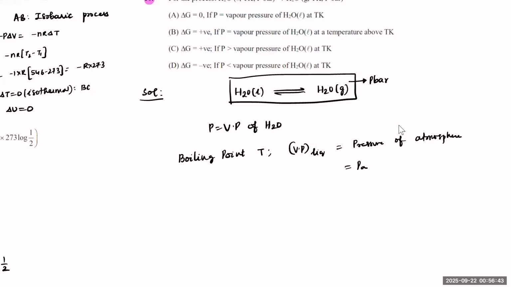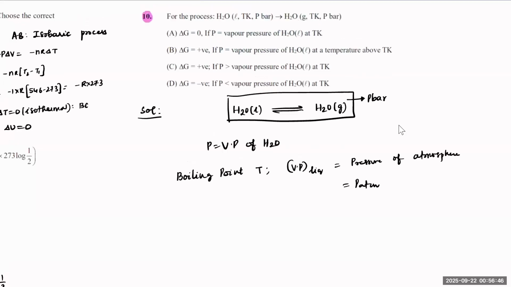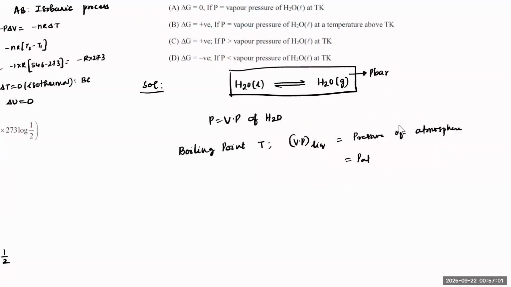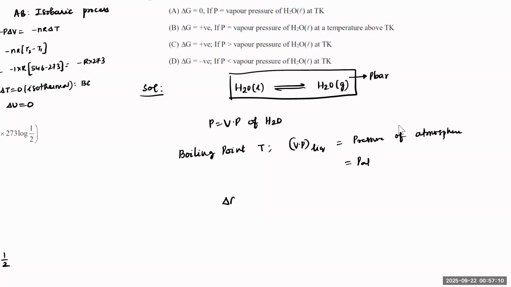Clear? So P ATM. Yes, the first option seems to be correct, because at this temperature T, the vapor pressure of the liquid is equal to the pressure of the atmosphere, which means boiling has started. At boiling point you will see equilibrium exists between liquid and gas. When equilibrium exists, delta G will be equal to 0 at the boiling point of the liquid. Okay, so this A seems to be right.